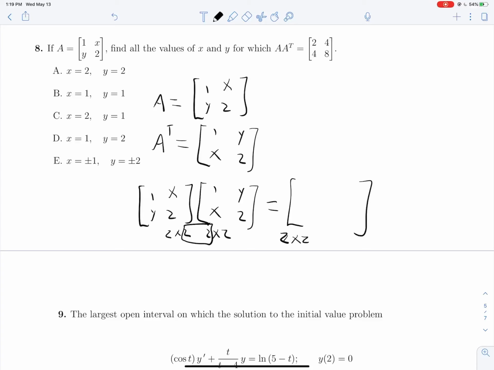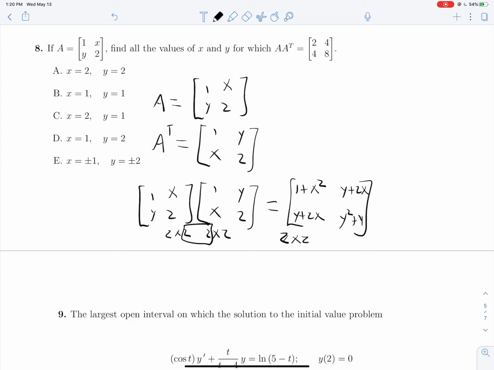We will get 1 plus x squared there. Y plus 2x. Y plus 2x and 4. Okay, wait, did I do something drastically wrong? Yeah, no, I did. It's not 4 here. It's y squared plus 4.